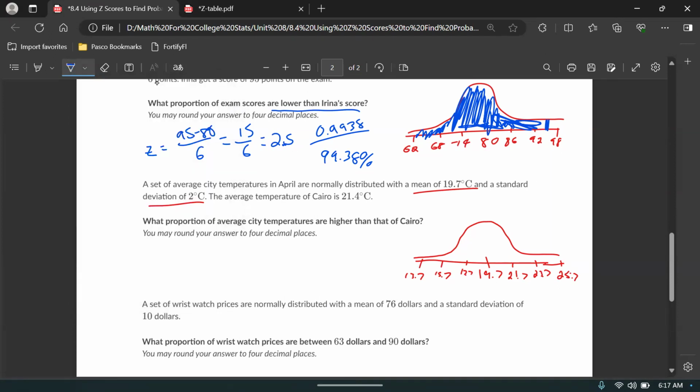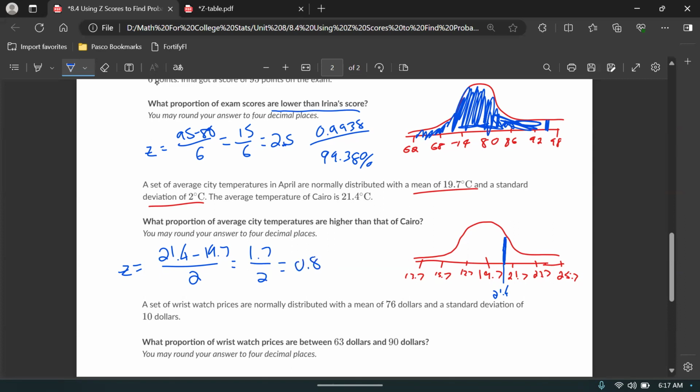So we're looking for, where does Cairo land? Cairo's average is 21.4, so somewhere probably about here, right? So let's find its z-score. 21.4 minus the mean of 19.7, divided by 2, our standard deviation. 21.4 minus 19.7 is 1.7 over 2, which comes out to 0.85. So remember, this is your z-score, not your probability. A lot of people forget that sometimes.